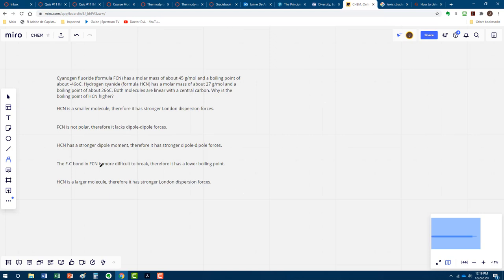The F-C bond in FCN is more difficult to break. Remember, boiling point has nothing to do with covalent bonds. We don't break covalent bonds in causing a substance to go from liquid to gas. HCN is a larger molecule. No, we know that it already has 27 grams per mole versus 45. And I'm sorry, I think I may have written it wrong in the other sheet. So essentially, our answer has to be that the reason we have this issue is because HCN must have a stronger dipole moment.